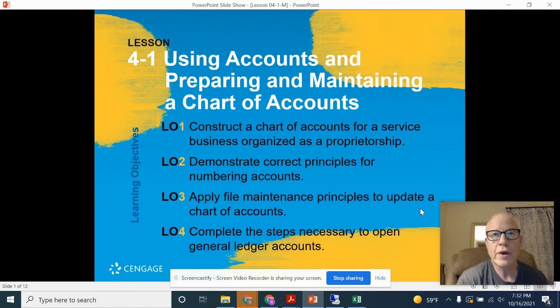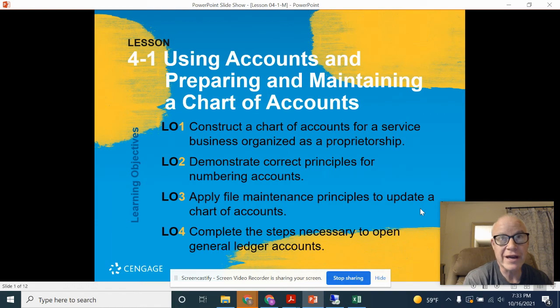Okay, so this week we're talking about using accounts and preparing and maintaining a chart of accounts. Again, when we say chart of accounts, we're really talking about the roadmap for our entire accounting system. That list of accounts that we're going to use essentially is the basis for all of our financial records. It's very important. It's kind of like the structure of your house, so to speak.